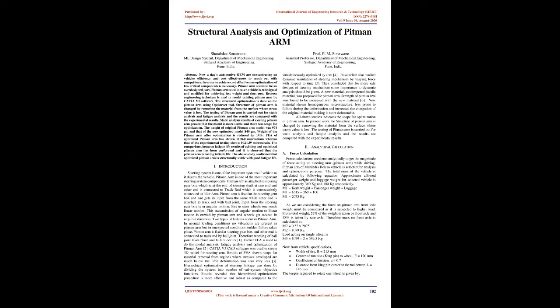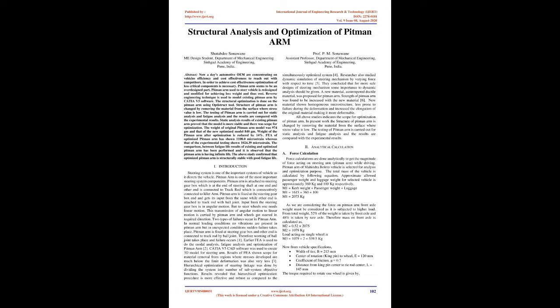the experimental results. Static analysis results of the existing Pitman Arm proved that the model is more stable and there was scope for optimization. The weight of the original Pitman Arm model was 974 gm and that of the new optimized model 840 gm. The weight of the Pitman Arm after optimization is reduced by 14%.